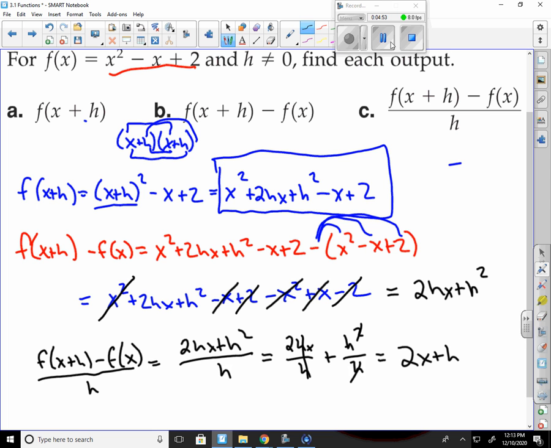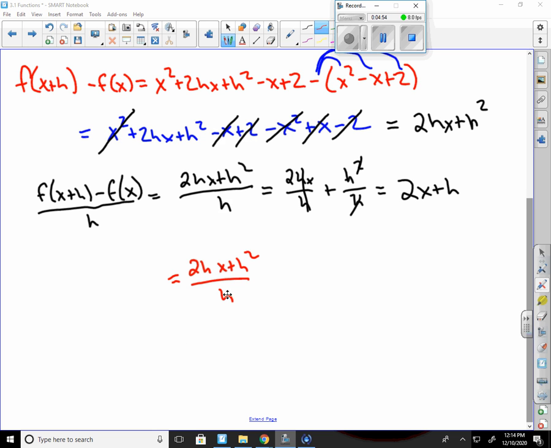Okay, the other way we could look at this is by factoring the top out. Since I have an h in both of these, I can pull an h out in front. So that's h times 2x plus h, and then this is over h, so I can cancel my h out there. It gives me the same thing, 2x plus h. Just a different way to look at it, different way to approach it. Still gives you the same answer.